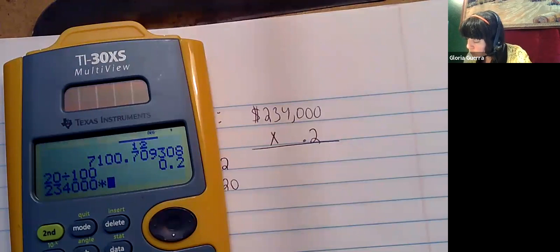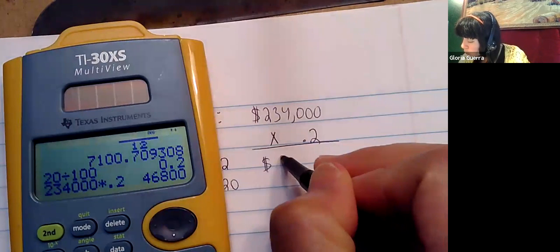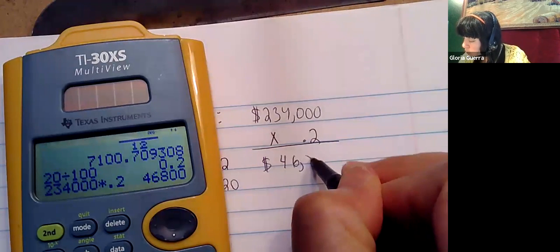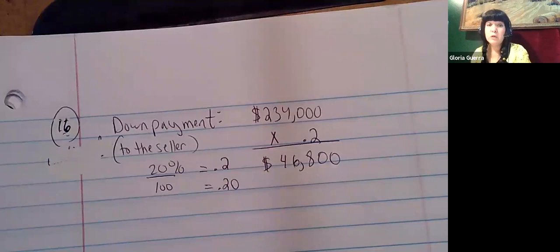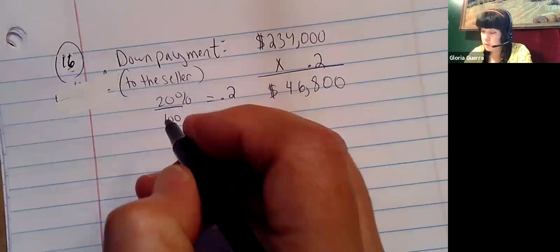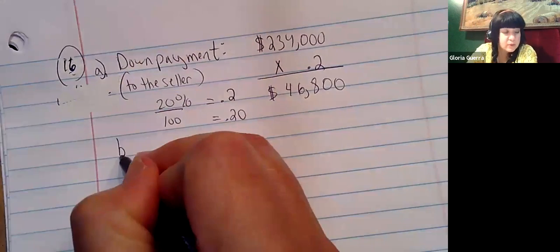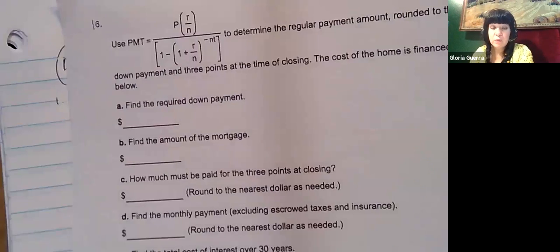234,000 times 0.2 is $46,800. So that's a good amount of money that you're putting down. Okay, and then part B asks to find the amount of the mortgage.